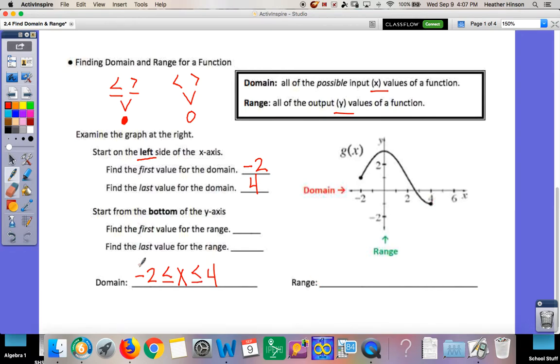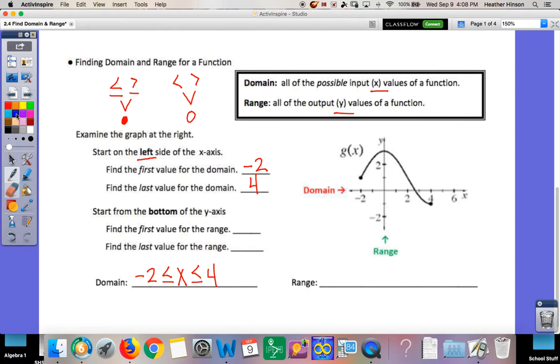So that's how we write domain. We get our first value, our last value. Domain is x, so I put x in the middle. We always use less than symbols. And then you just have to decide, is it open circles or closed circles? If it's closed, put a line. If it's open, don't.